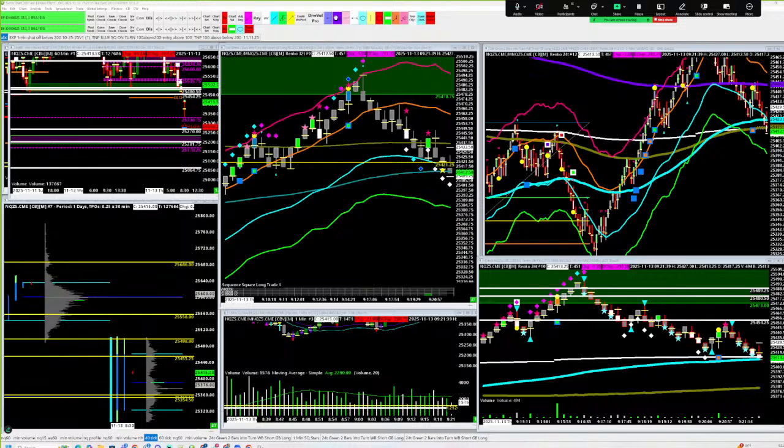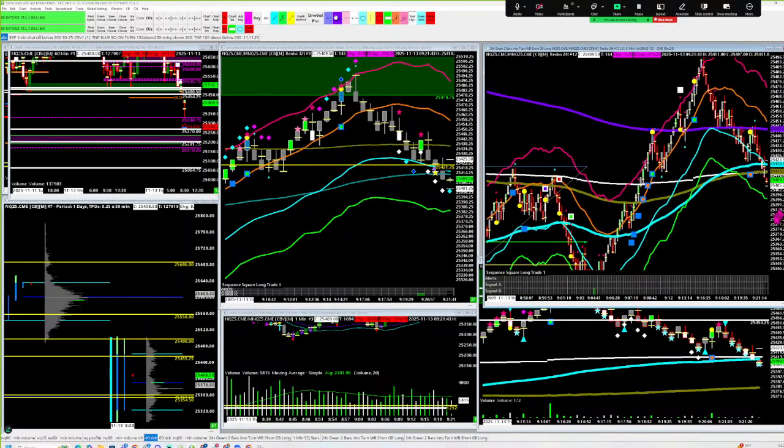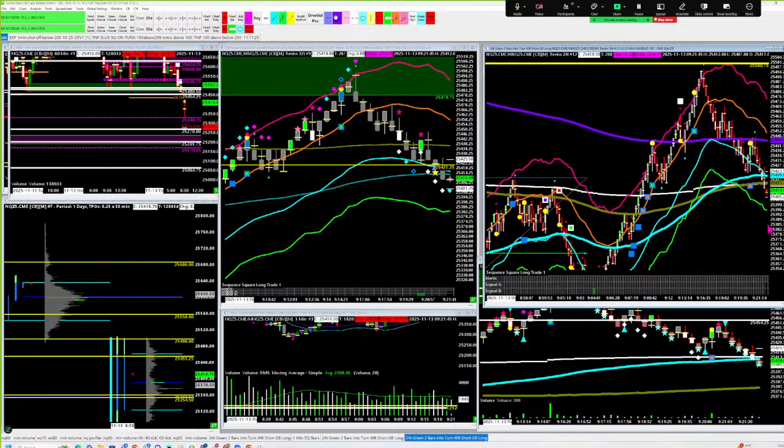Back to the 200. That's a 97 to 05, 100-point rotation down.